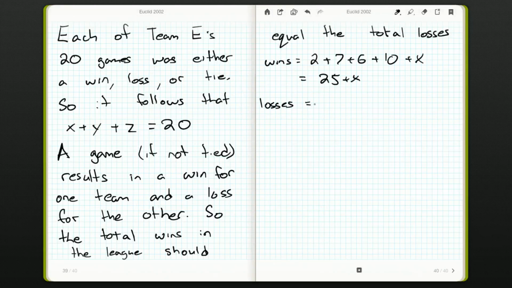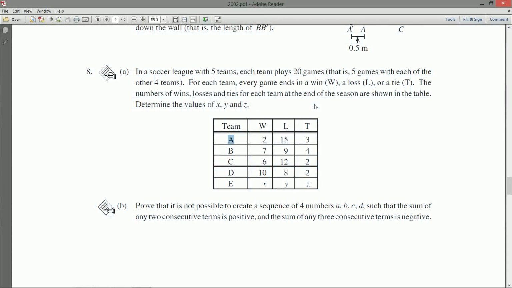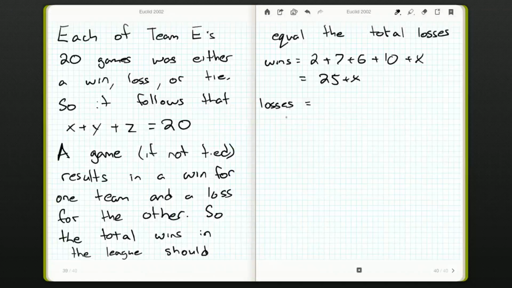The losses are much bigger numbers, as I recall. 15, 9, 12, 8, and Y. 12 and 8 is 20, plus the 15 is 35, and then we add on the 9. So that's like adding on 10 for 45, but subtracting 1, so it should be 44 plus Y.